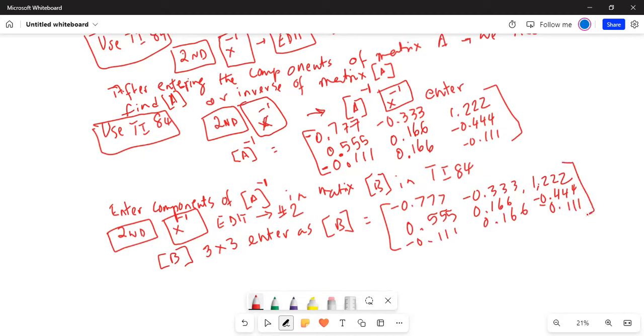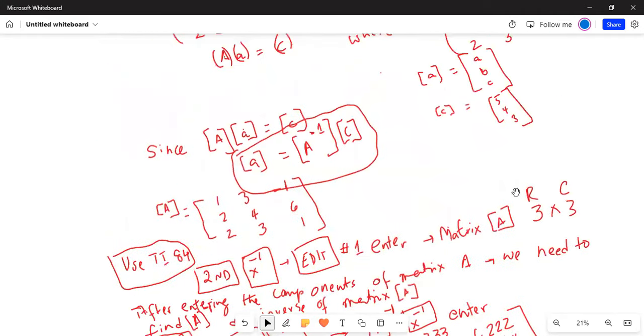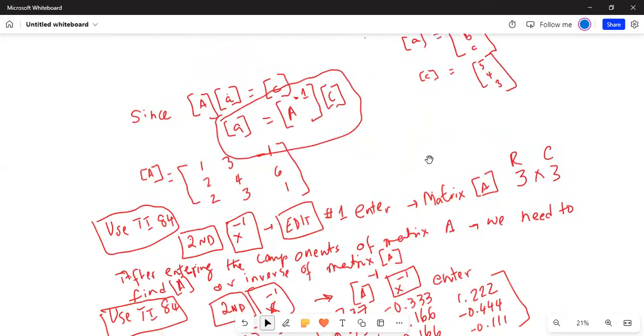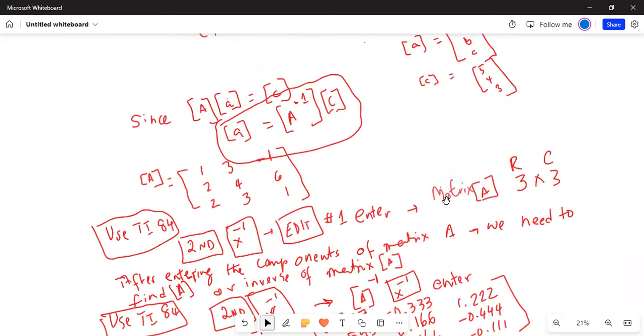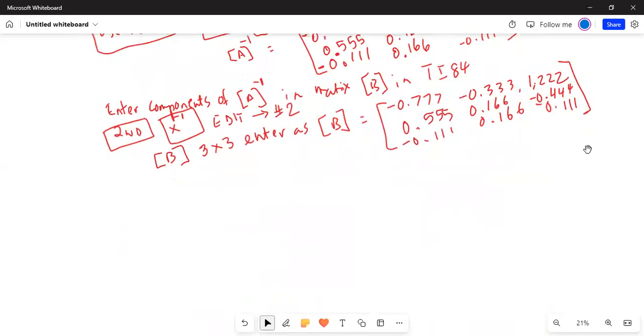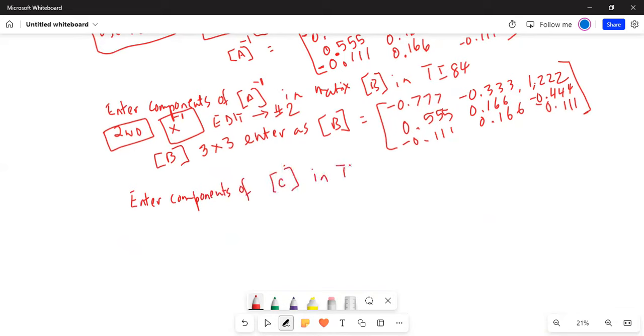Now we have to enter the information for the constant matrix. What are the constant terms on the right hand side? It is 5, 4, and 3. 5, 4, and 3. Okay, remember that. So let me write it down. Enter components of matrix C in TI 84.